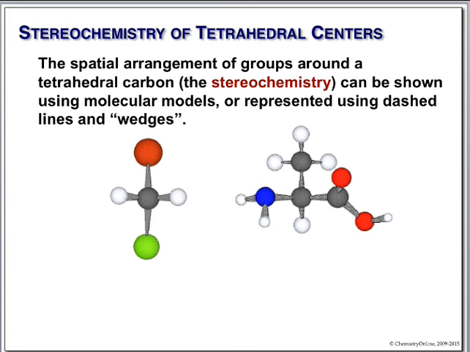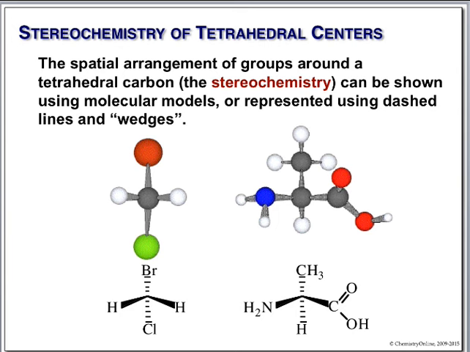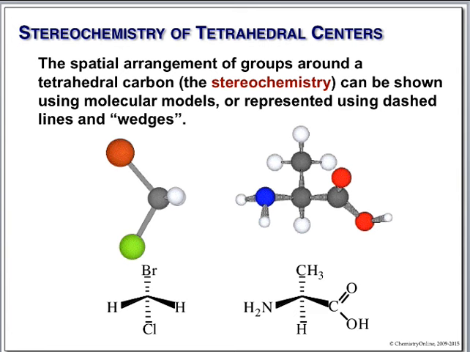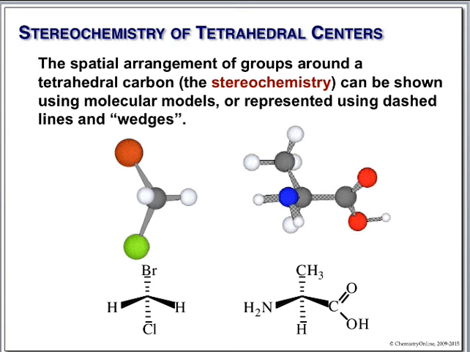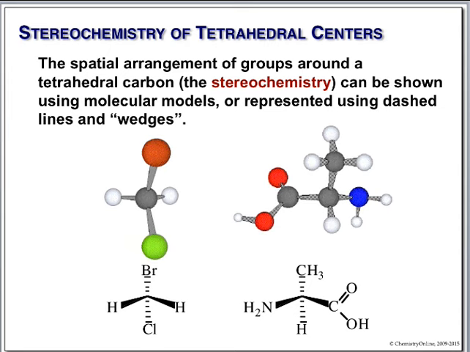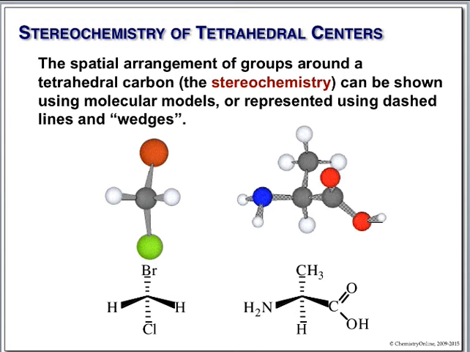If we drew this with wedge bonds, we could draw it this way. Hopefully you can see the two hydrogens are coming towards us, and the bromine and the chlorine are going away. If we did the same thing here, methyl is going away, hydrogen is going back, and the nitrogen and the carboxylic acid are coming towards us. As we put this guy in motion, hopefully you can see the stereochemistry a little bit better. Again, these are coming towards us. Now we're rotating back. If we rotate this one, the same sort of thing. You see methyl and hydrogen are back when it stops, and these guys are towards us.